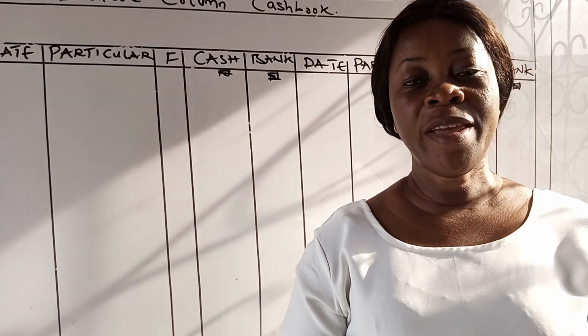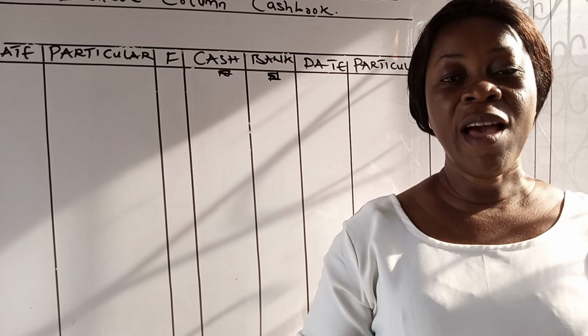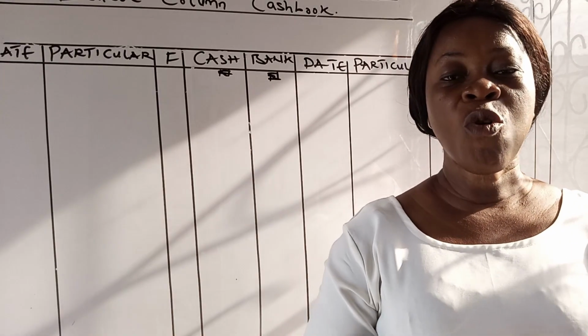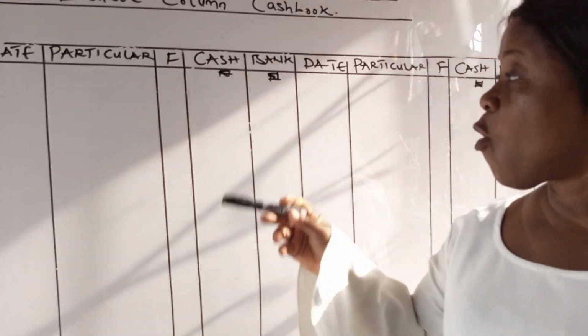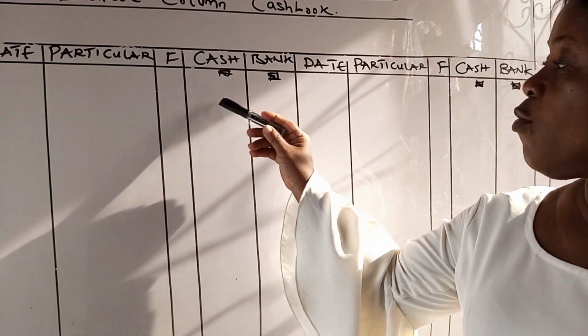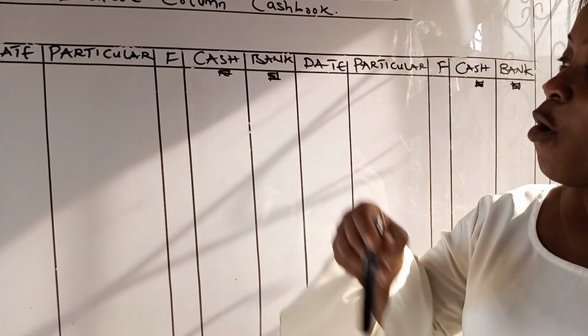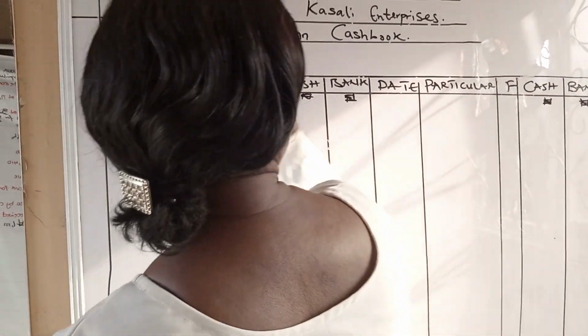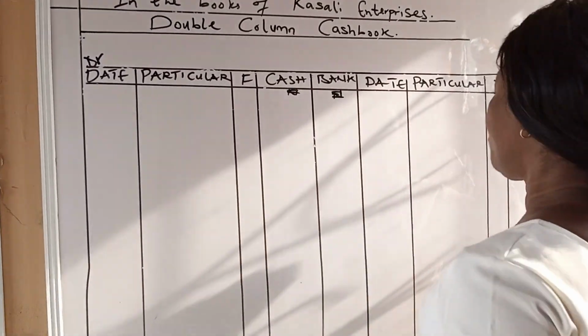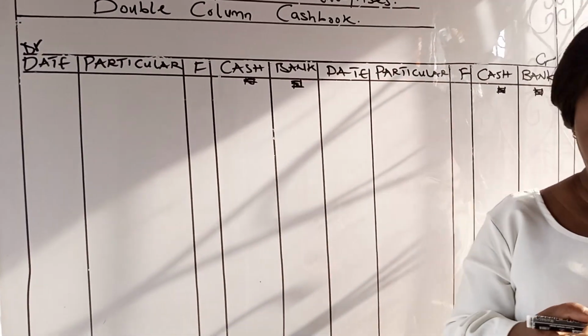Today we shall be looking at double column cash book. What is a double column cash book? A double column cash book is a cash book that combines the cash column and the bank column on both the debit side, left hand side, and the credit side of the cash book.